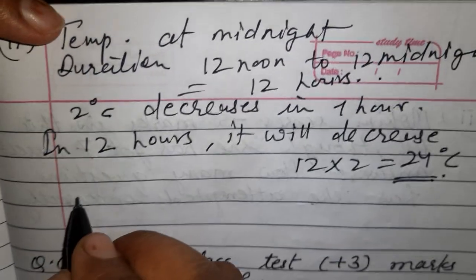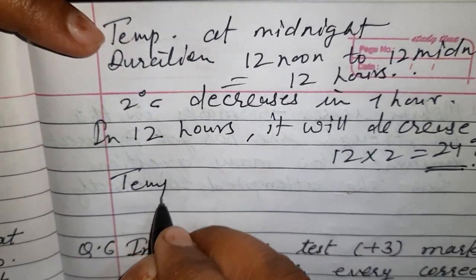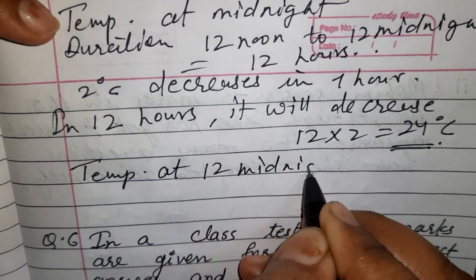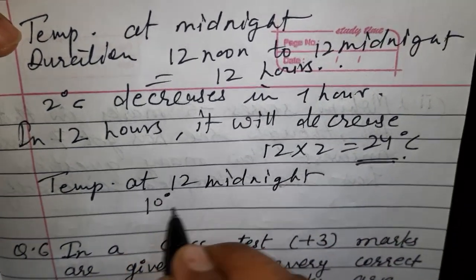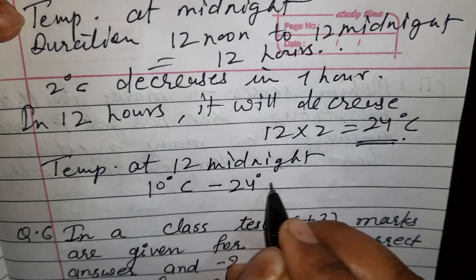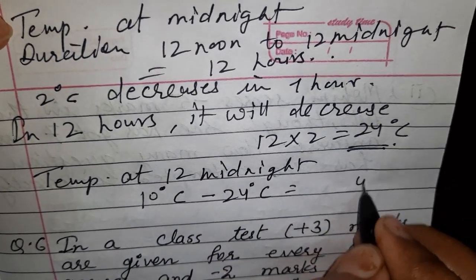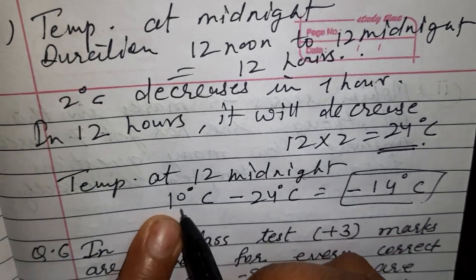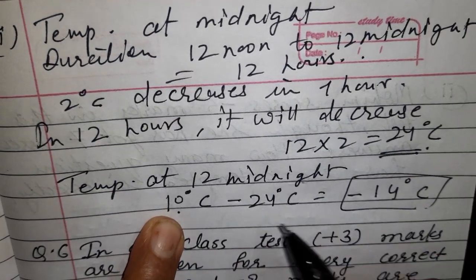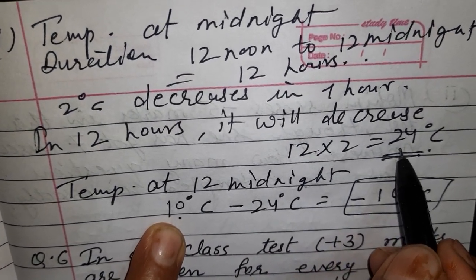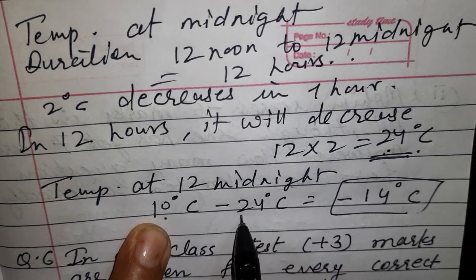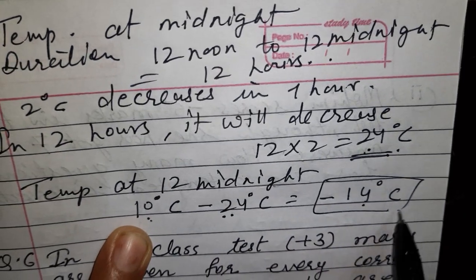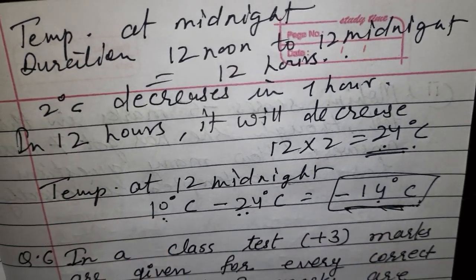So what is the temperature at 12 midnight? See, 10 degrees Celsius minus 24 degrees Celsius, that is minus 14 degrees Celsius. Means how? See, at 12 noon it is 10 degrees Celsius, and up to 12 midnight it is decreasing 24 degrees Celsius. So decreasing means it is a minus sign. So from 10 you add minus 24 degrees Celsius, you will get minus 14 degrees. So the answer is minus 14 degrees Celsius.